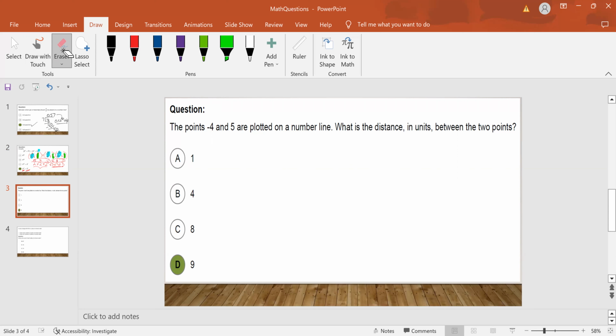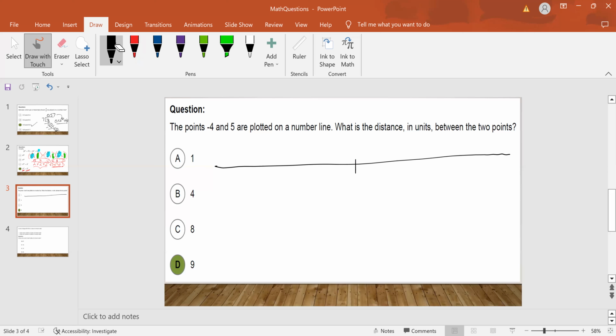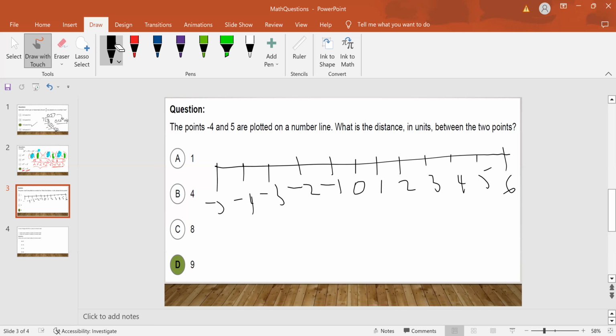When you have a question like this, the best thing to do is to draw a number line, so you can see clearly. On a number line, we assume that we have a 0 somewhere here. Going to the right side, those are positive numbers: 1, 2, 3, 4, 5, 6. To the left side, those are negative numbers: -1, -2, -3, -4, -5.